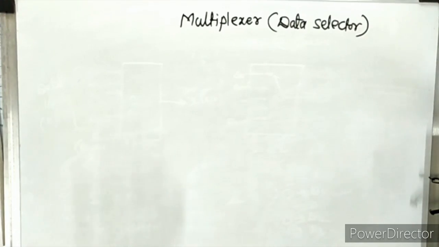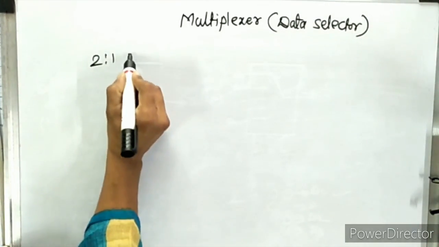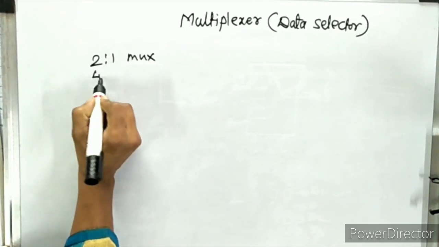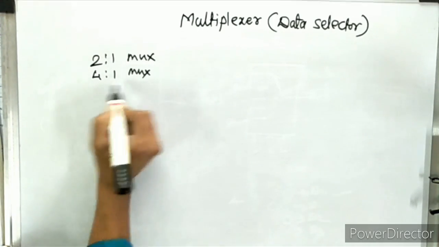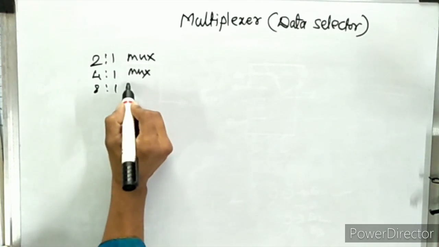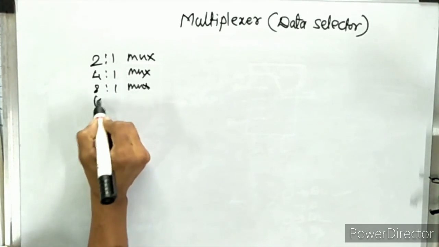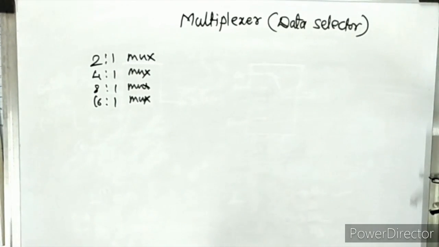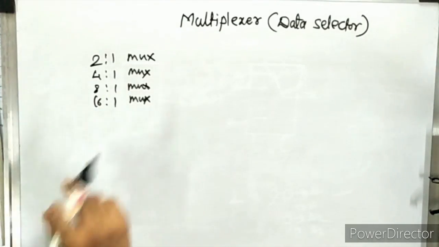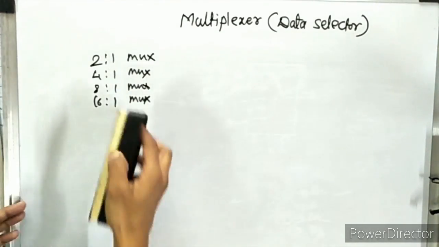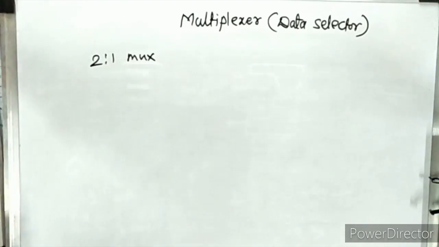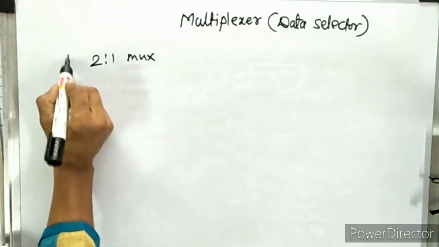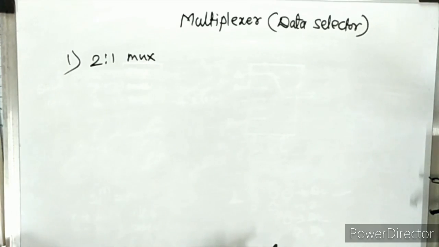Okay, so there are a number of types of multiplexers, that is 2:1 mux, then 4:1 mux, then 8:1 mux, 16:1. So these are the different types of multiplexer. First we will see the 2:1 multiplexer and then we will move toward the 4:1 multiplexer. So let's see the 2:1 mux first.